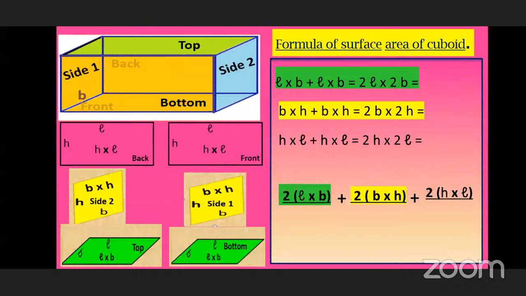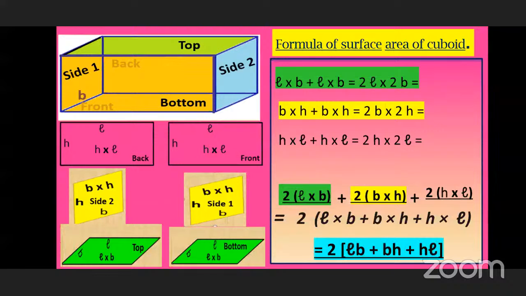So we can also write it like this: 2 times length and breadth plus breadth and height plus height and length. And this formula can also be written as, children, 2 times LB plus BH plus HL. This is quite easy for us to remember also.